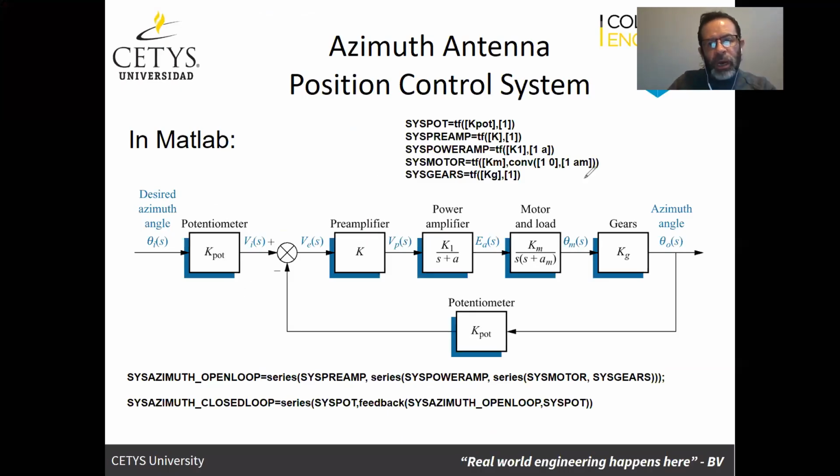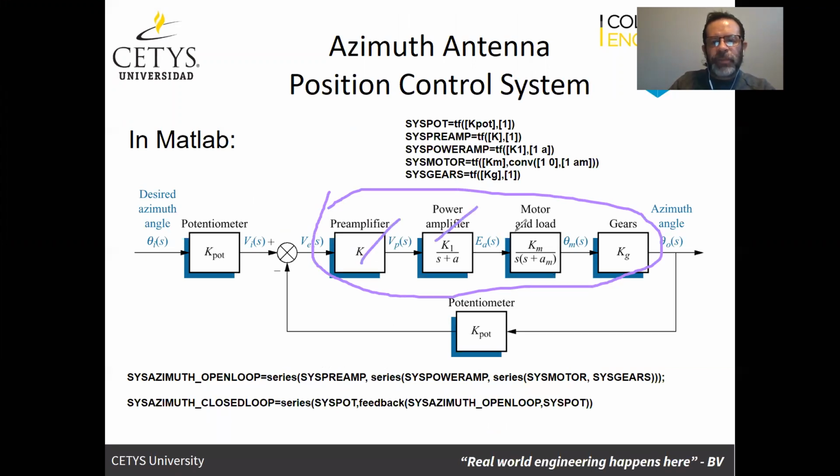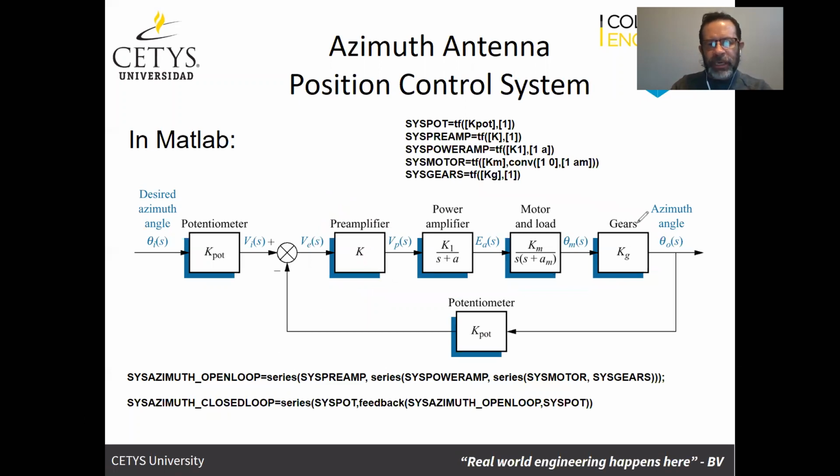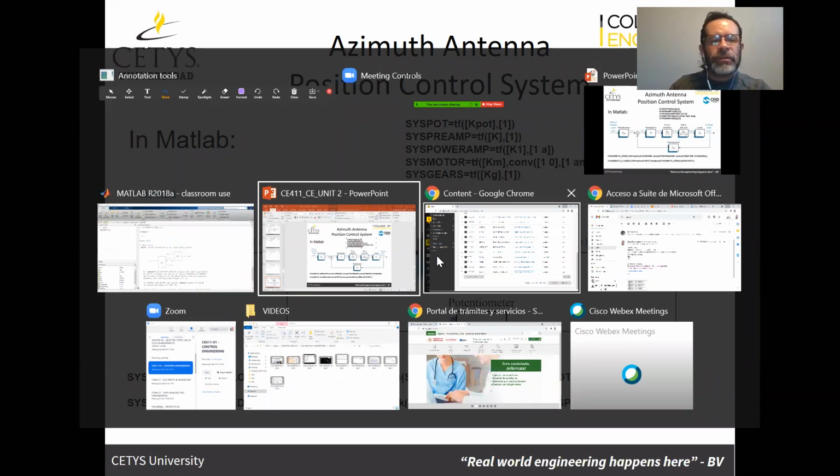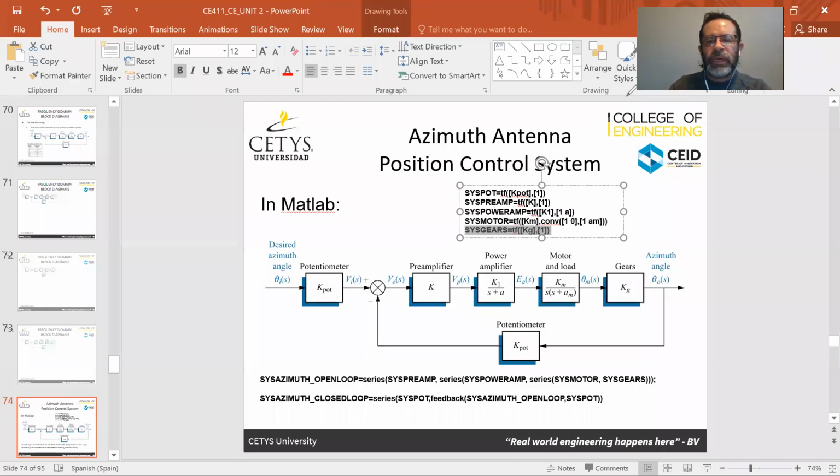And so I'm going to call this sys azimuth open loop, which is basically G of S, the multiplication of each of these boxes that we've got here. So this function here, open loop, is going to give me the multiplication of this part that we have here. Let's input that into Matlab and see what we get.